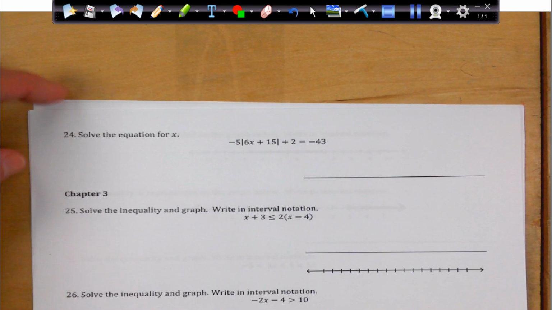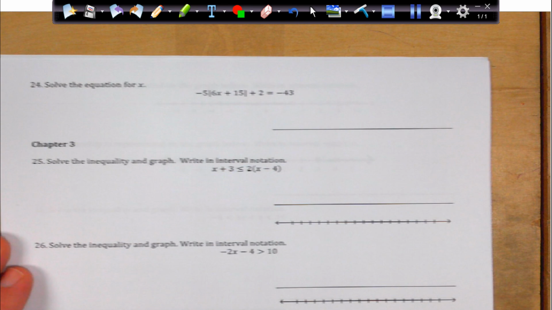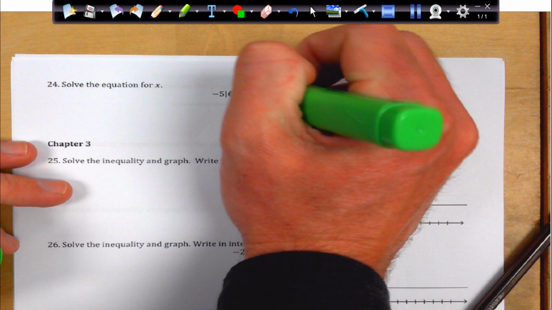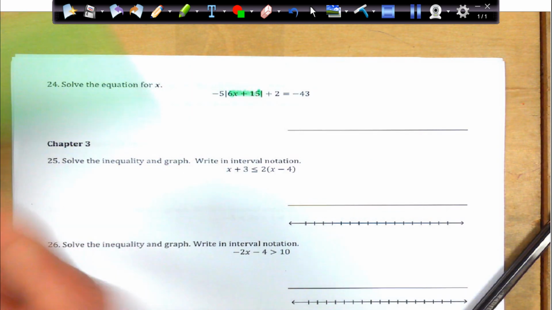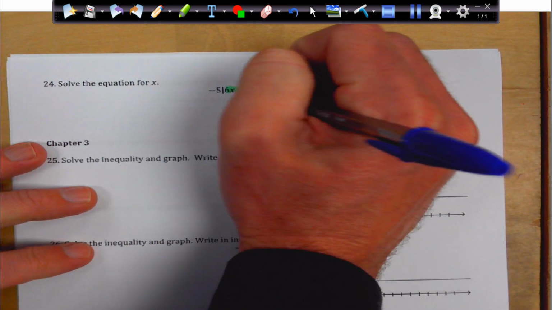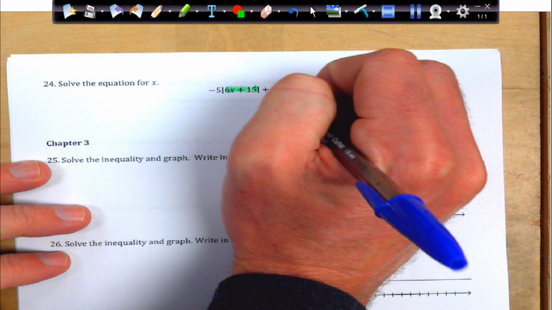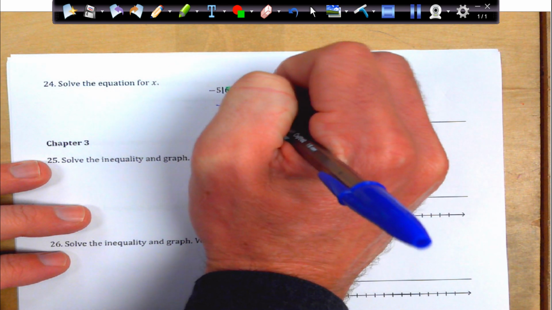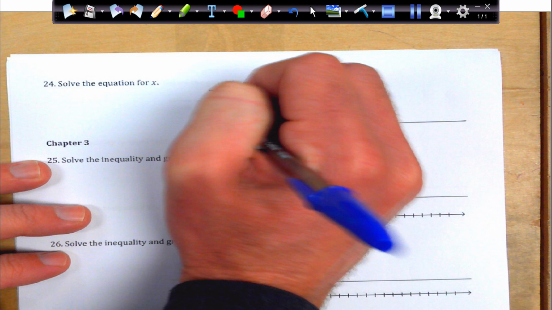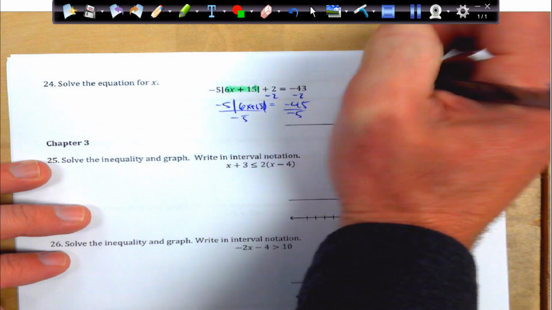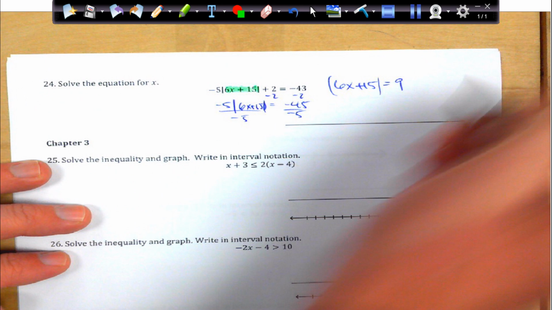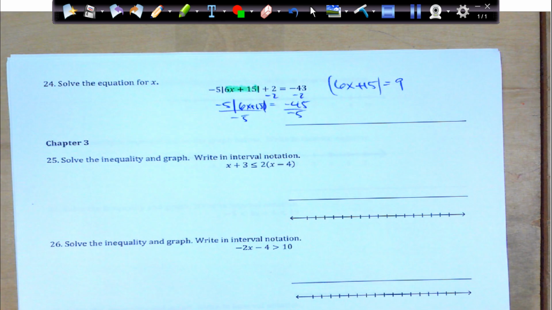All right, here we go. Distribute. No, don't distribute, I'm sorry. We want to get this alone. Almost caught myself. So we have to get rid of the 2 first. We get negative 45, and then divide by negative 5. So we get 6x plus 15 equals 9. That's possible. That absolute value could come out as positive.